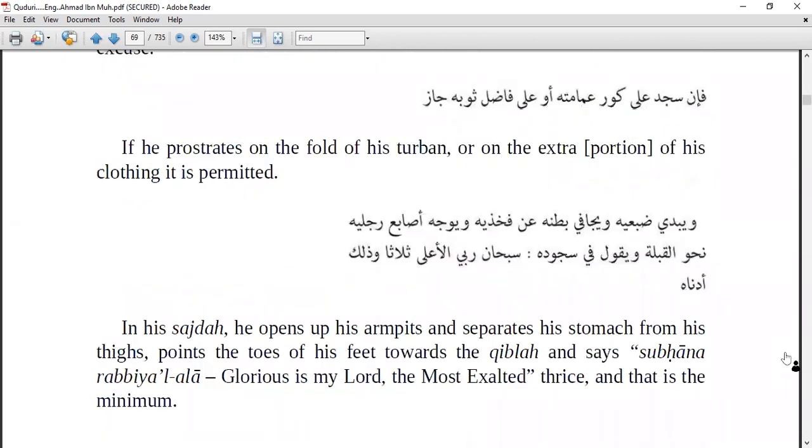فإن سجد على قور عمامته أو على فاضل ثوبه جاز. So if someone prostrates on a fold of their turban or their scarf, or on some extra portion of clothing on the ground, it's still permitted. You don't directly have to touch the floor with your forehead, right? As long as you can feel the pressure of the ground against your forehead, it doesn't matter if there's a layer of carpet, a piece of cloth in between, the sajda is still valid.